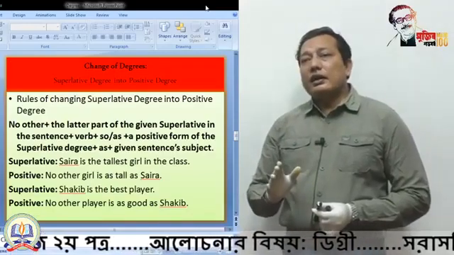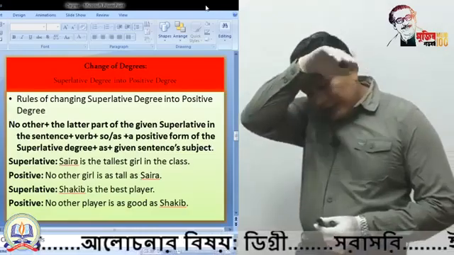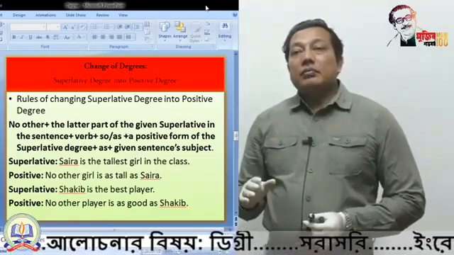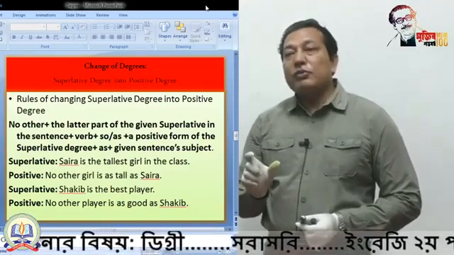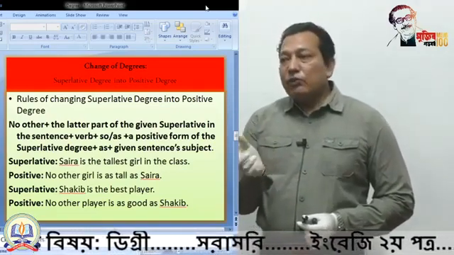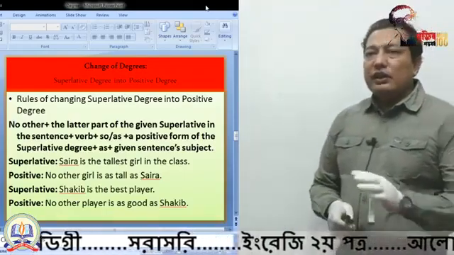No other girl is as tall as Saira. That means at first you are using "no other," then the last part of the sentence, then you are using the verb, and you are using the positive form of the degree, and of course you will keep the positive form in between "as" and "as." In this way you are using it.